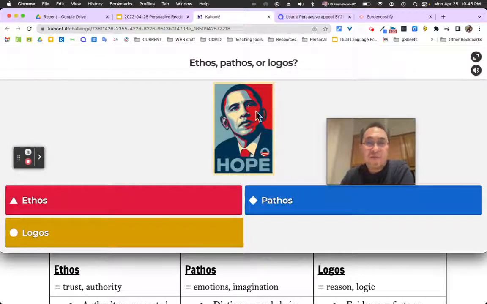How about this one? We've got a picture of President Obama. And yes, it's got the word hope here, so you might think it's pathos, it's emotion, but really we're looking for the authority and trust that we have in President Obama, right? There's no logic, there's no scientific reason or numbers here. And you might say pathos, but really the main focus is President Obama. That's ethos.